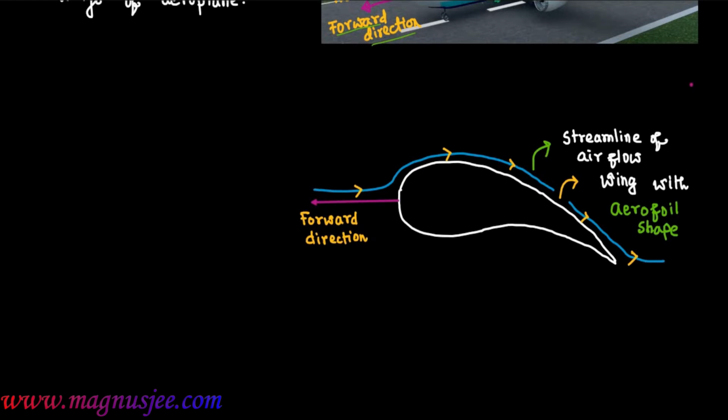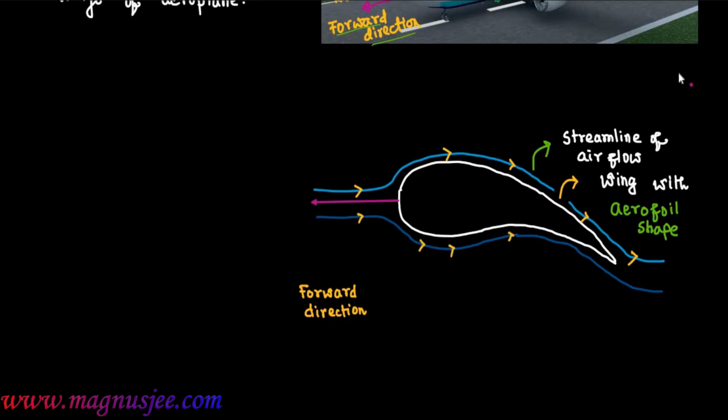Similarly, we can denote the streamline of air touching the lower surface of the wing. Air is flowing in the form of streamlines and touching the lower surface of the aeroplane wing. So this is the streamline of air which is flowing in the backward direction and touching the lower surface of the aeroplane wing.